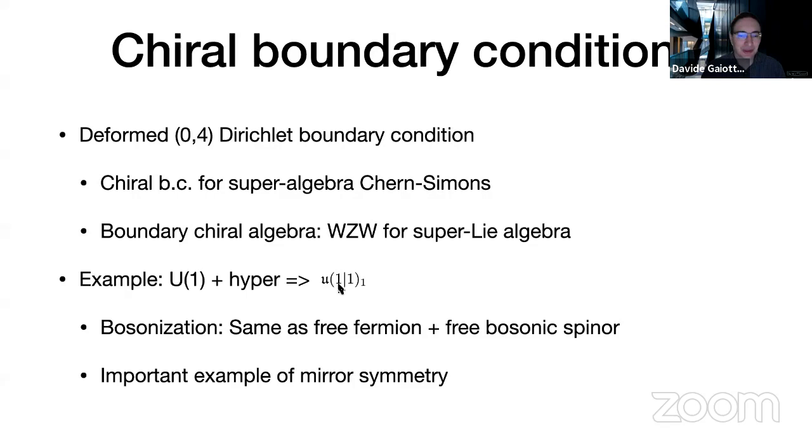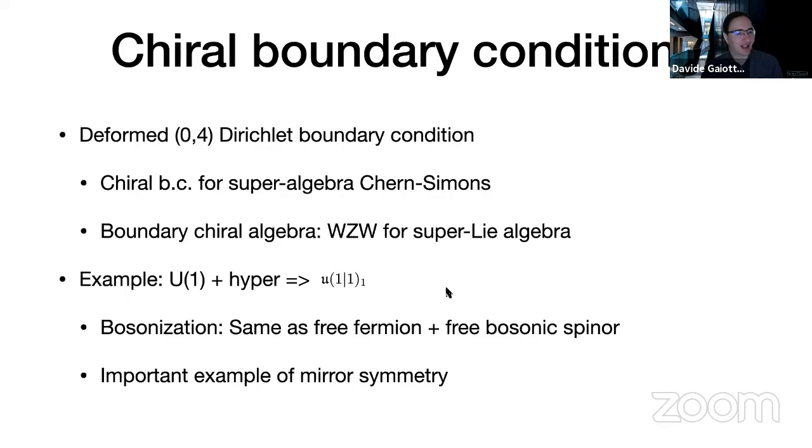So there are monopole operators which now transform as a free fermion or as a bosonic analog of a free fermion, a free bosonic spinor in 2D. And the whole WZW model reduces to just the product of this free fermion and this free bosonic spinor, which is also called symplectic boson sometimes. And this can be used to find a very nice example of mirror symmetry, because this U1 gauge theory plus one hypermultiplet has a sort of particle-vortex duality which relates it to a free hypermultiplet. So the A twist for this theory should match the B twist for a free hypermultiplet, which I'll describe momentarily. And indeed, the boundary vertex algebras match nicely.